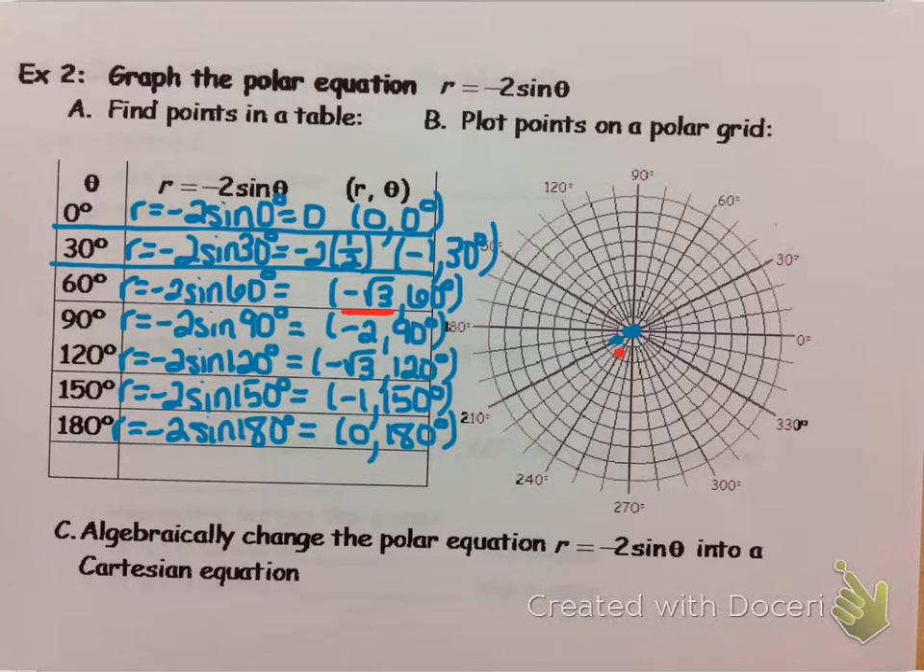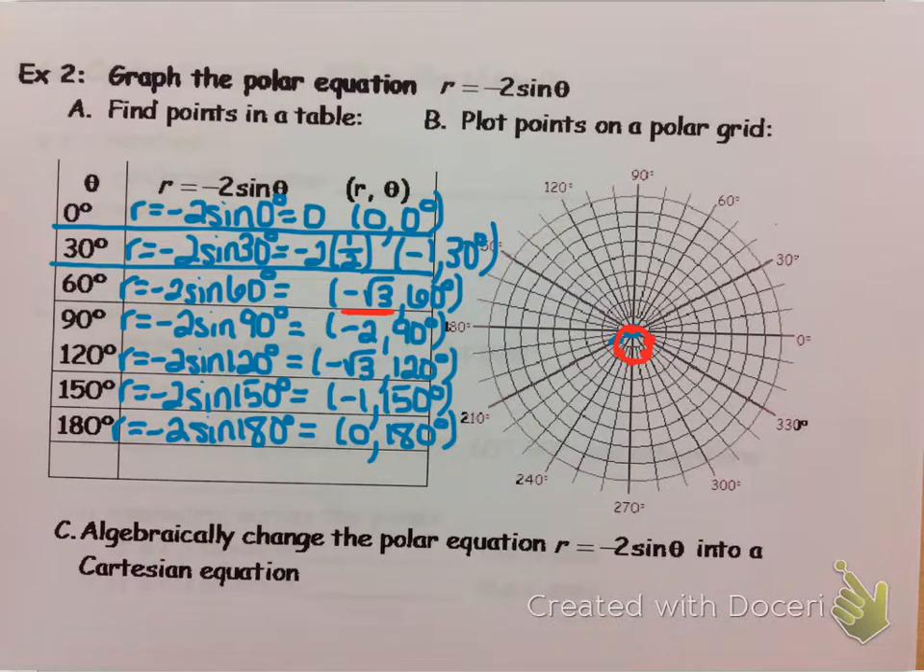Then go -2 units away from 90 degrees, which would be 2 units down away from 90 degrees. And then negative square root of 3 towards 120 degrees. So we're going to go to 120 degrees and then walk 1.7 units away from it. And then -1 away from 150 degrees puts us there again. And then 0, 180 puts us back on top of the pole. And so what we've done is we've generated an entire circle.